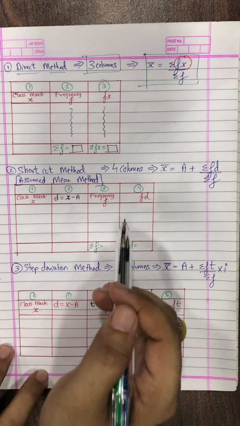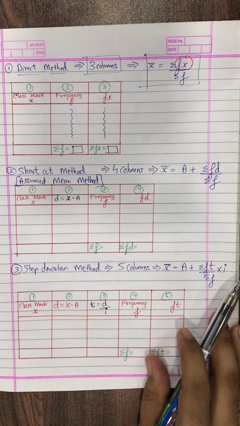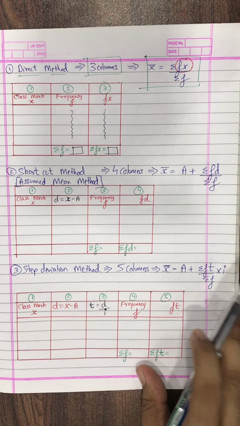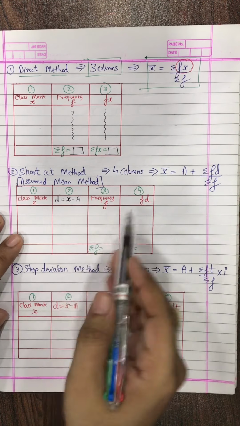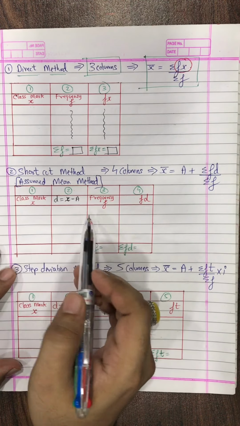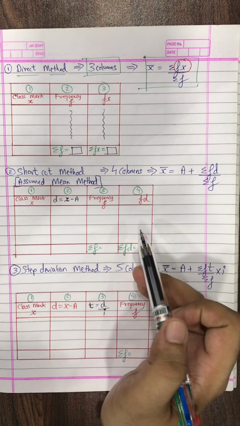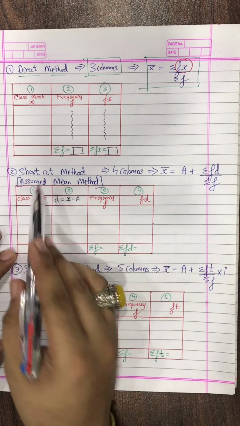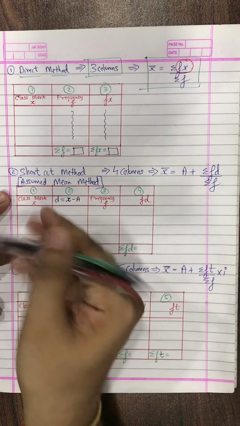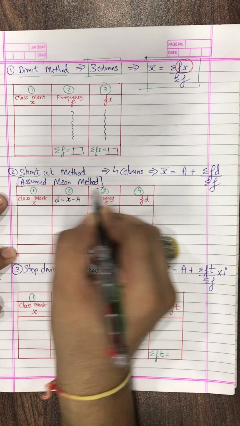So simple. Now let's come to the second method. Students, start by heart this, please. We cannot start with the questions unless you mug up this format. Don't ratify the headers, just understand and remember as I am teaching you. Next, let's do it fast. Shortcut method. As I told you, the other name is assumed mean method.